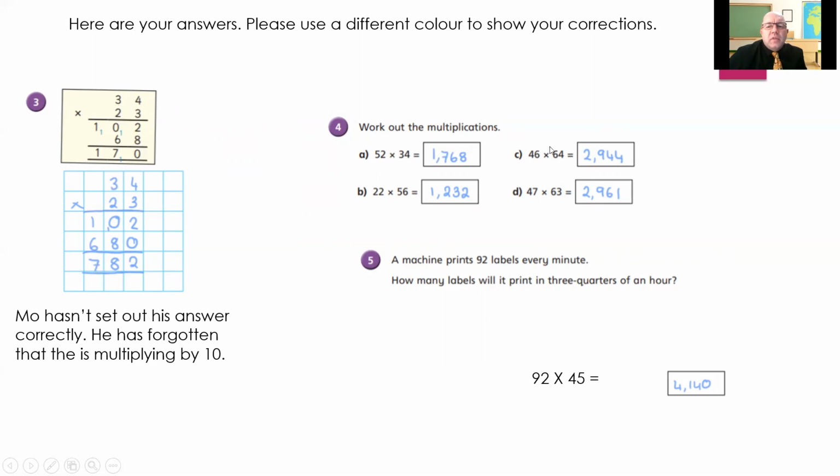Number 4, those are your 4 answers. Very, very impressed if you got all 4 of those. And then the machine prints 92 labels every minute. How many in 3/4 of an hour? So for this, you need to know how many minutes in 3/4 of an hour. Well, there's 45. So there's your calculation, 92 multiplied by 45. And if you've done that one correctly, you'll have got 4,140.